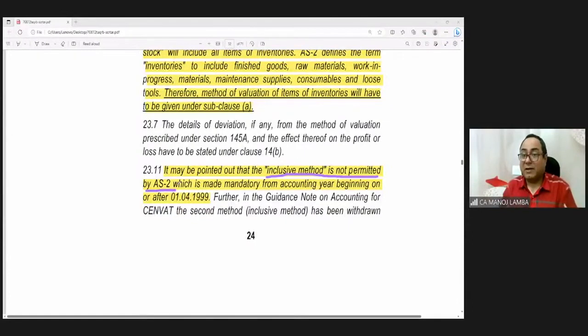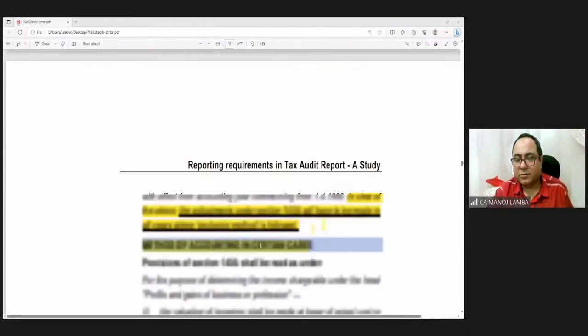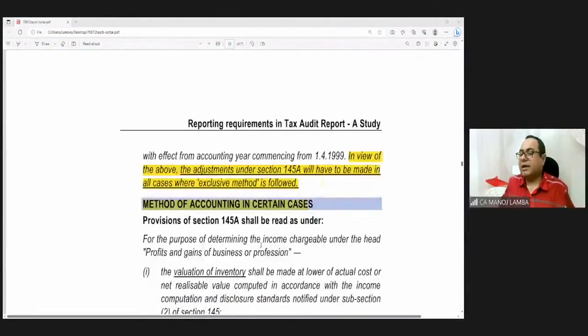Once again, I am repeating my words. Further, in the guidance note on accounting for CENVAT, the second method, the inclusive method, has been withdrawn with effect from accounting year commencing from 1st April 1999.